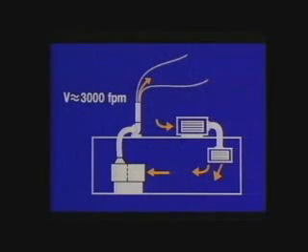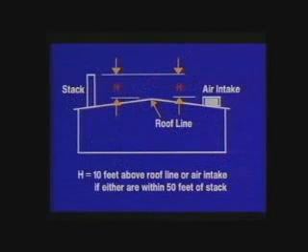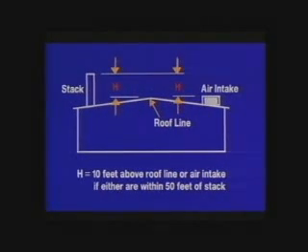Stacks should be tall enough to ensure that contaminants are adequately dispersed into the atmosphere. Stack exit velocities should be about 3,000 feet per minute. One rule of thumb is that the top of the stack should be at least 10 feet above the adjacent roof line or air intake, if either are within 50 feet of the stack. This will help avoid re-entrainment of exhausted contaminants into the building.